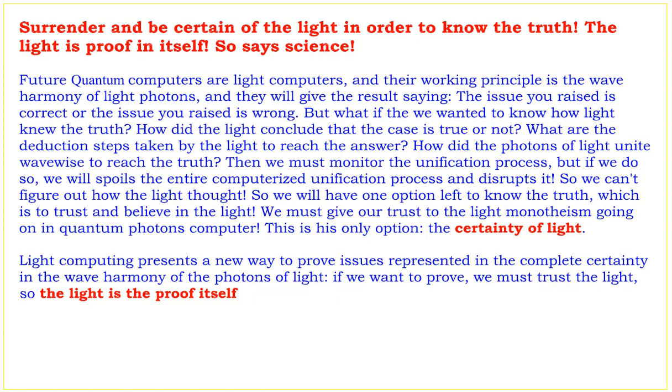So we will have one option left to know the truth, which is to trust and believe in the light. We must give our trust to the light monotheism going on in the quantum photons computer. This is the only option, the certainty of light. Light computing presents a new way to prove issues, represented in the complete certainty in the wave harmony of the photons of light. If we want to prove, we must trust the light, so the light is the proof itself.